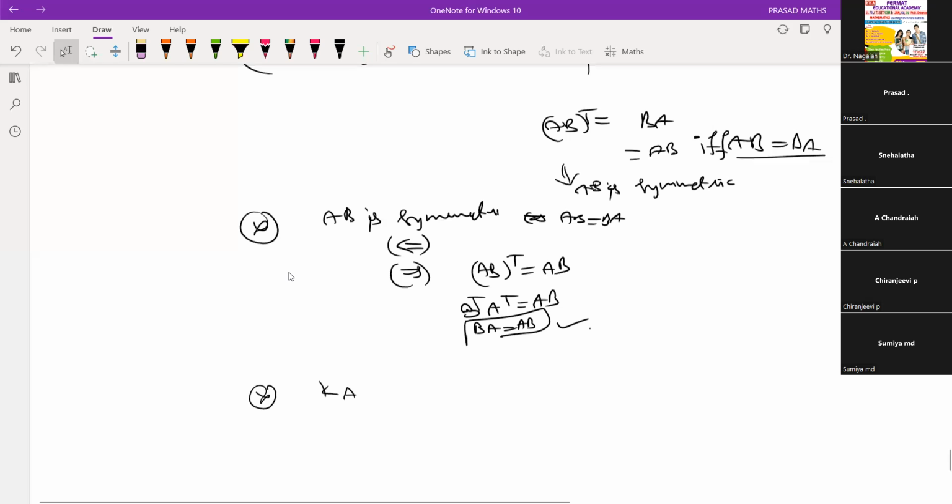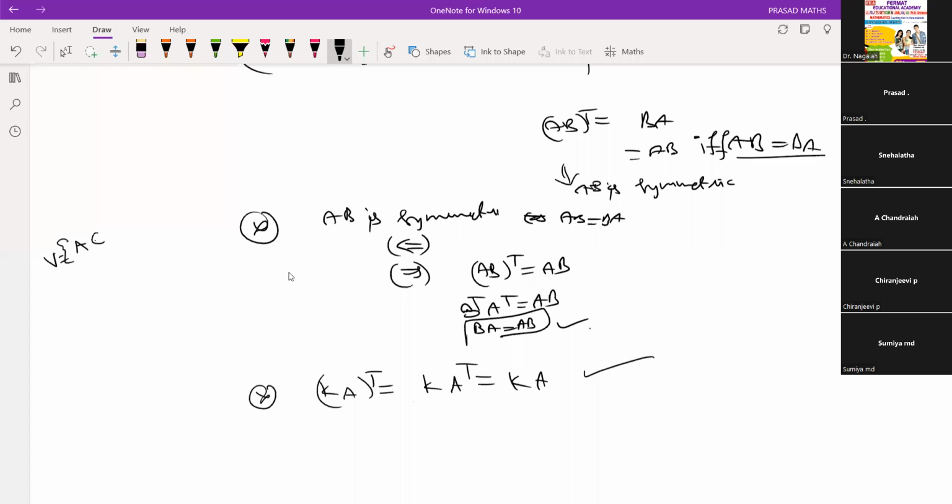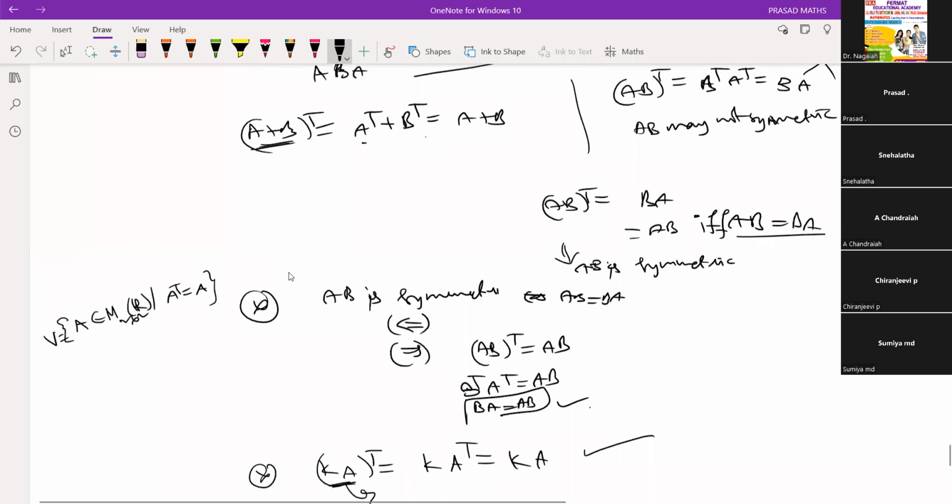So next, what about the scalar product? By definition, K into A transpose, but A is symmetric, therefore KA. So K into A whole transpose equals KA. Therefore, KA is symmetric. And this is a very, very important property. Why? Because, as I already told you, when I deal with vector spaces, suppose I take the set of all real symmetric matrices. Is it actually a vector space? Is it a subspace of the set of all 2 by 2 matrices? Yes, the answer is yes, because the scalar product of a symmetric matrix is symmetric and the sum of symmetric matrices is symmetric. So it is closed with respect to vector addition and closed with respect to scalar multiplication. Hence, it is a vector space.